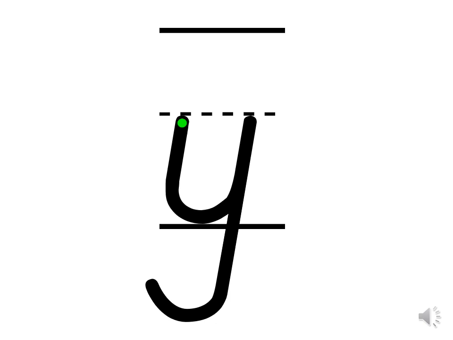Okay, pick up your pencil and put it in the middle of two lines on your piece of paper. Are you ready to make this long ladder letter with me? Let's go. Down, up, down, under the line, and flick.